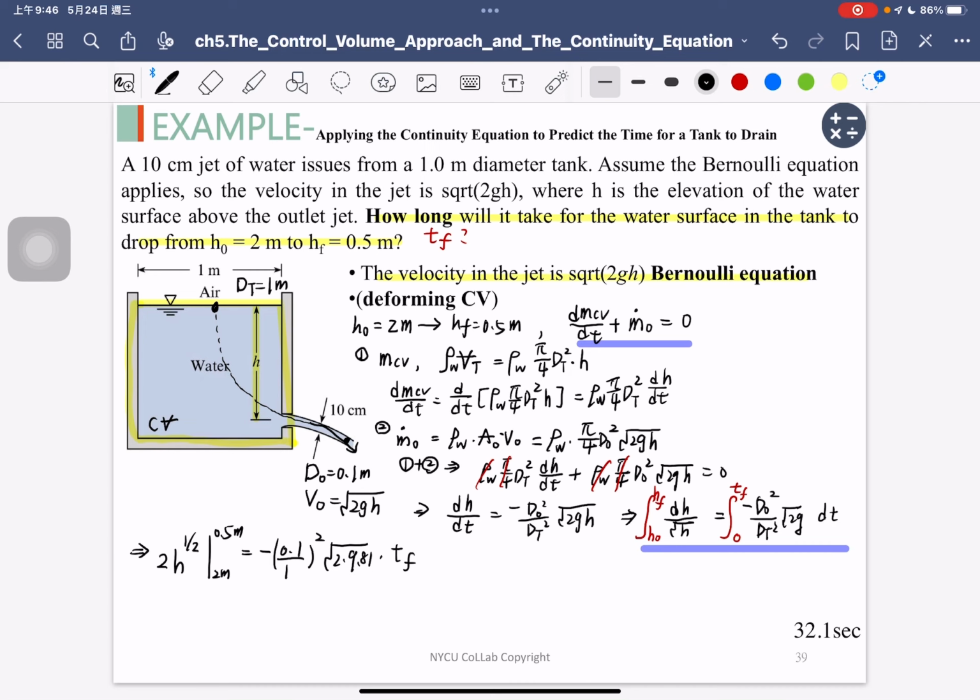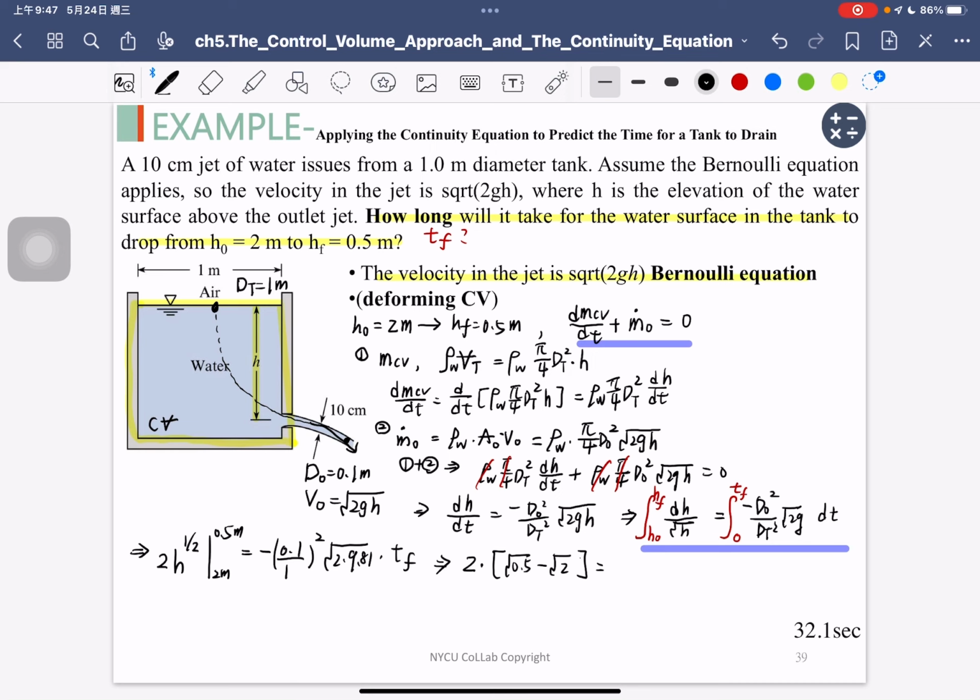Okay, so you just put the water depth inside the equations. So you have 2 times, and there is the root of 0.5 minus the root of 2, and I can compute the constant value on the right hand side. So this is 2 times 9.81, and take a root. Okay, and then multiply the 0.1 2 times.